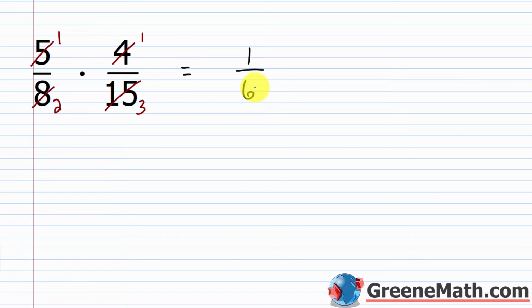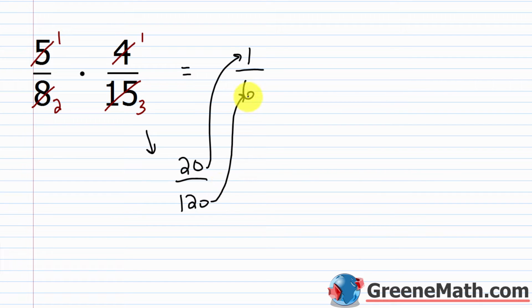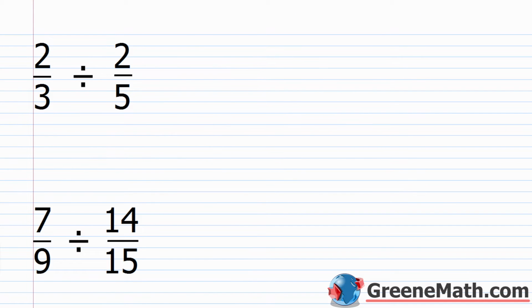And again, if you wanted to do 5 times 4 and get 20 over 8 times 15, which is 120, it's the same value, it just looks different. This is just unsimplified. 20 divided by 20 would give me 1. 120 divided by 20 would give me 6. So at the end of the day, you get 1/6, again, as the simplified form, or reduced to its lowest terms. All right, so what about division?